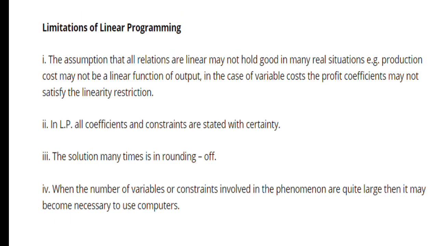Limitations of linear programming. The assumption that all relations are linear may not hold good in many real situations. For example, production cost may not be a linear function of output. In linear programming, all coefficients and constraints are stated with certainty. And then the solution many times requires rounding off. When the number of variables or constraints involved in the phenomenon is quite large, it may become necessary to use computers. These are the limitations of linear programming.